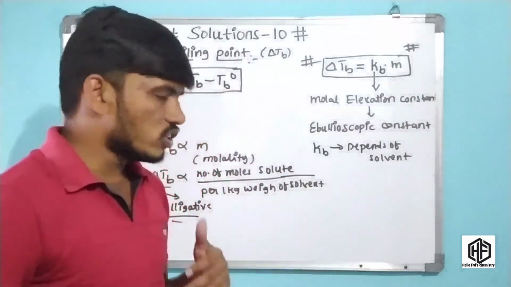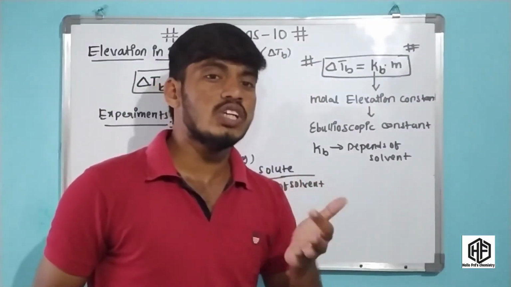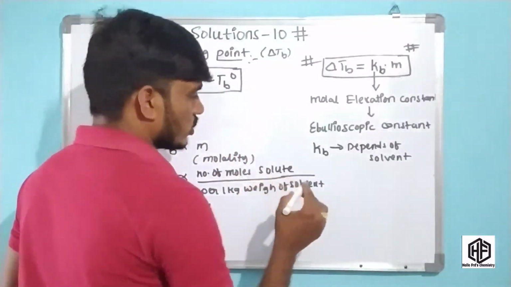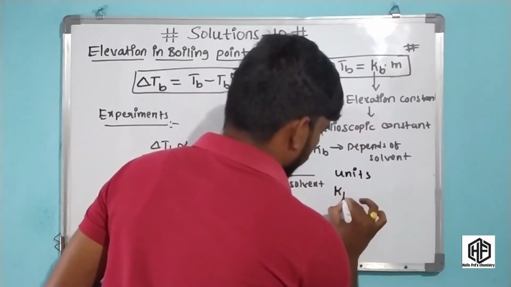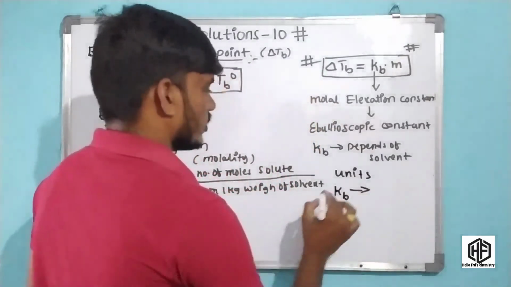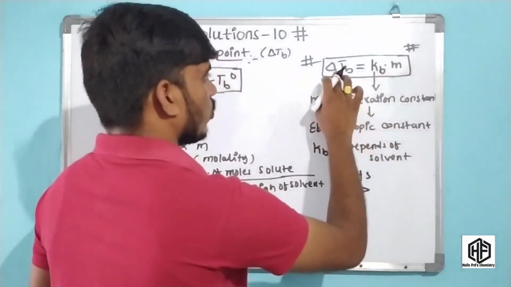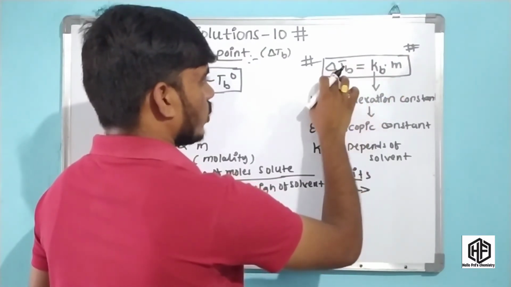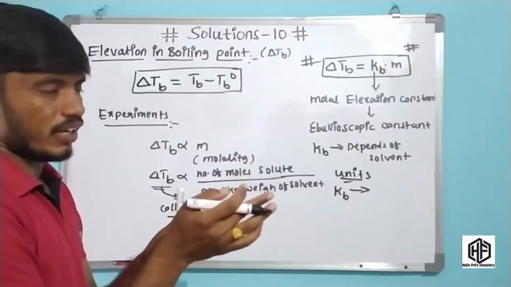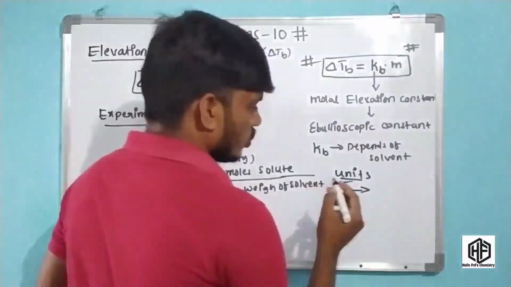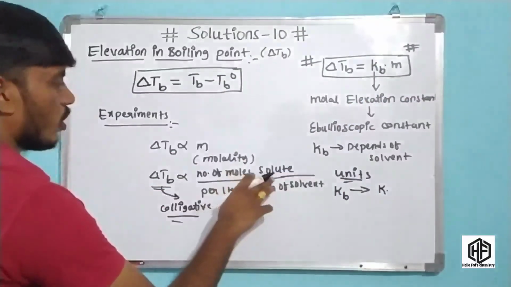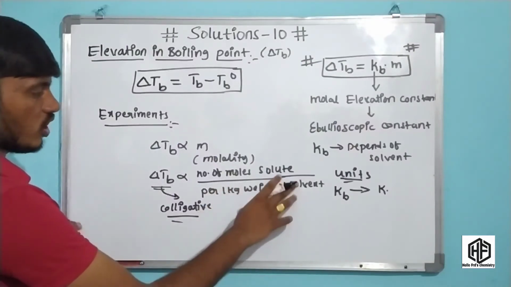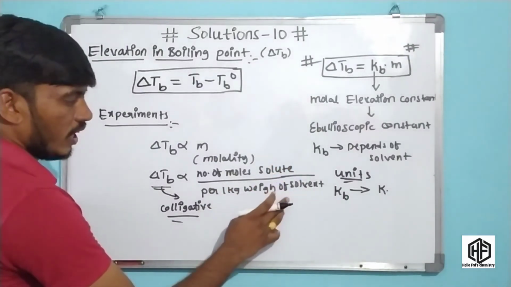Okay friends, in many competitive exams, what are the units of Kb? Kb is equal to delta Tb by m. Now this delta Tb is the change in temperature, so the unit is Kelvin. Molarity is the number of moles of solute per kg weight of solvent. It means moles per kg.